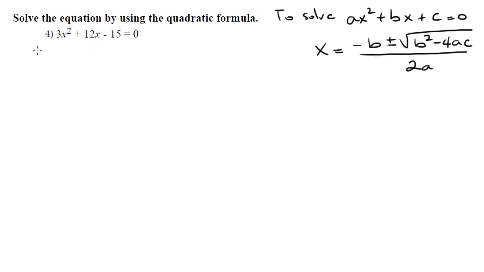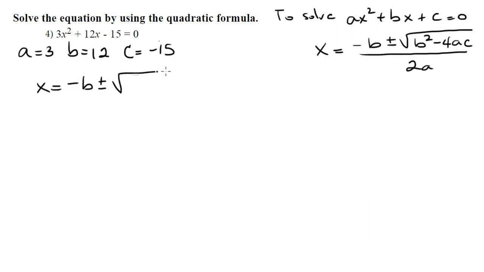So I'm using this formula. In this problem, a equals 3, the coefficient of x squared, b equals 12, the coefficient of x, and c is my constant, negative 15. So I'll rewrite the formula. x equals negative b plus or minus the square root of b squared minus 4ac all over 2a. I'm just substituting these values in and doing the arithmetic.